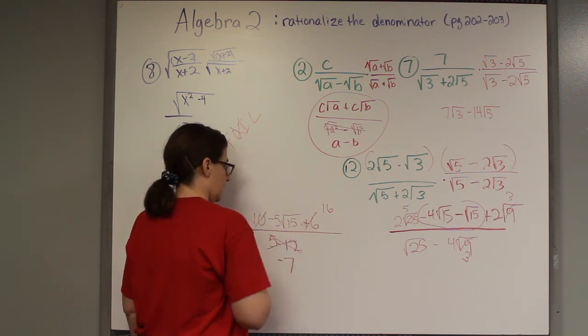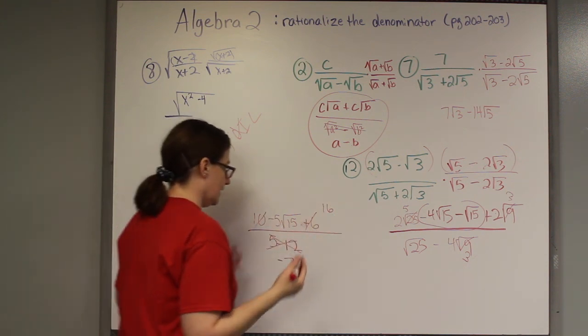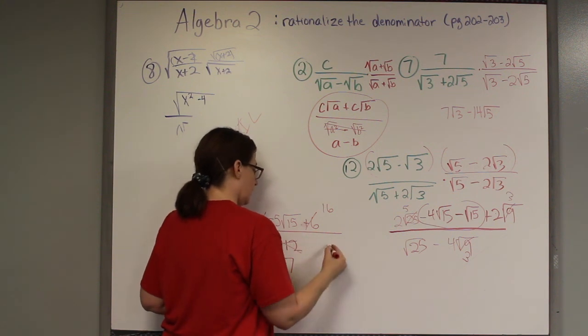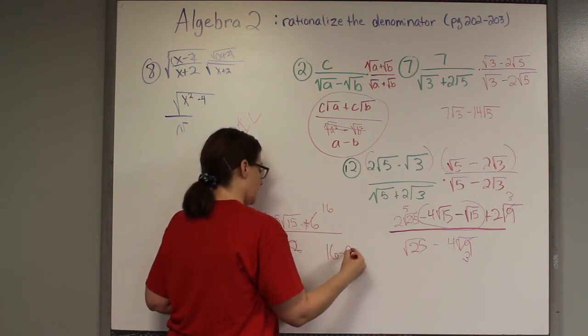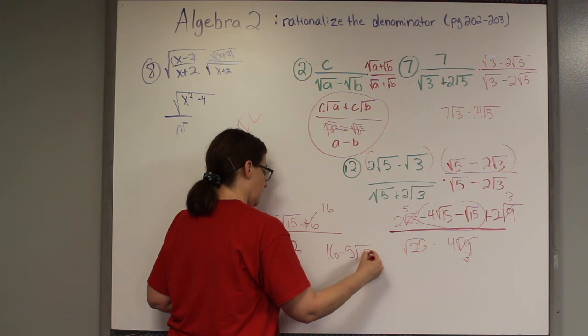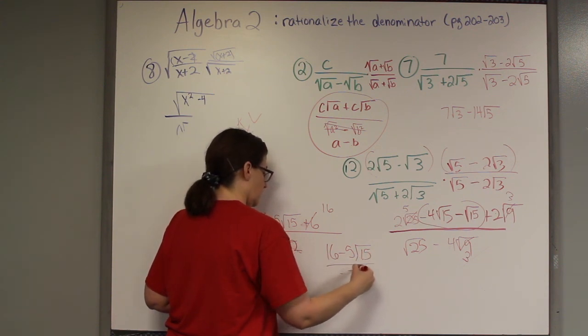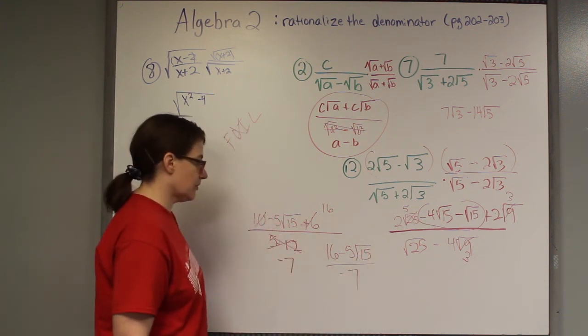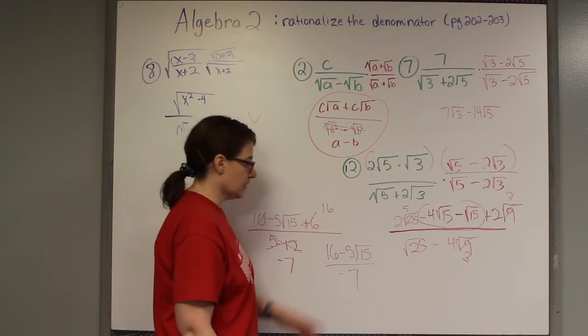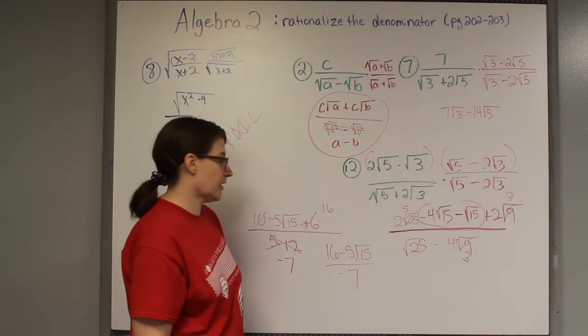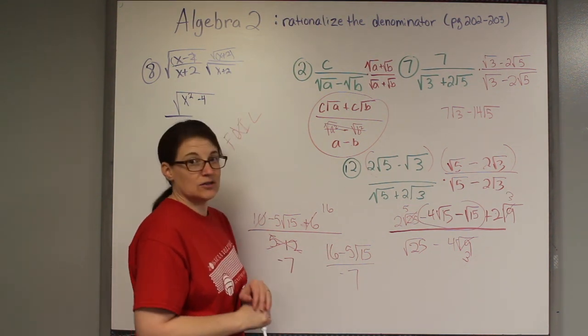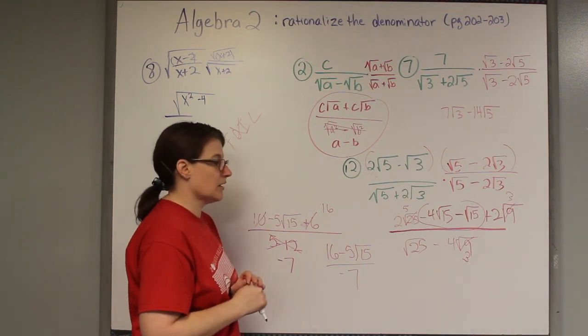Okay? So if I write this neatly, which you should, I'm going to have 16 minus 5 radical 15 over 7. And I would prefer that the negative come out here, but that's what we're going to have. Okay? That is as hard as it gets today, and I think that is hard enough.